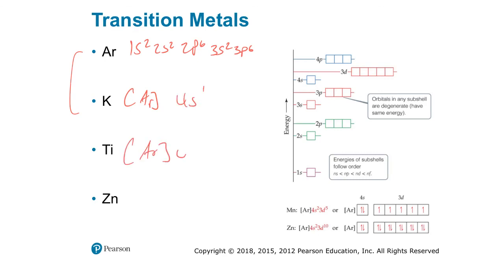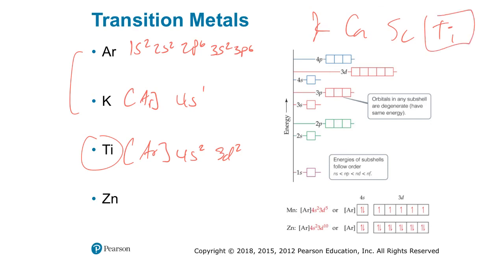Titanium is argon 4s2, 3d2. You might want to look at a periodic table and see that titanium is the second across the transition metal series, right after we go from potassium to calcium to scandium to titanium. Zinc is sometimes called a noble transition metal because it's the end of the transition metal block, but it would be an argon configuration followed by 4s2 and then 3d10.